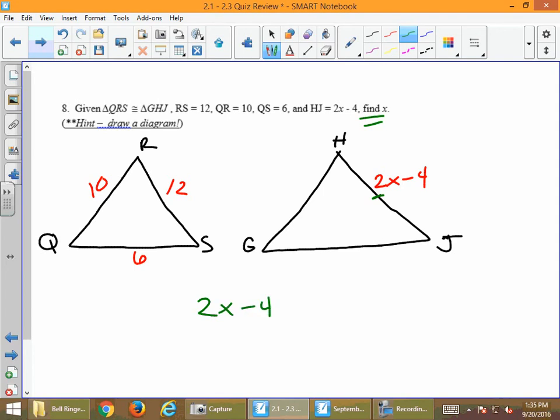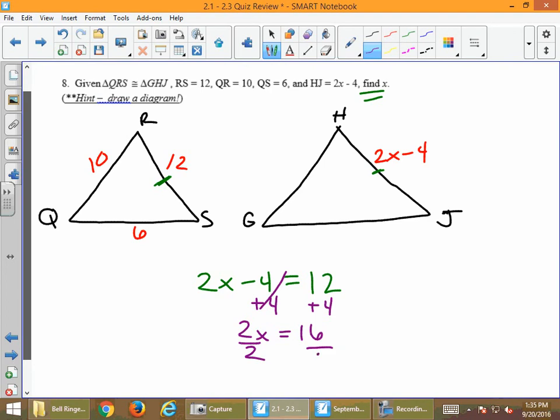Okay, so if we look to find x, we have 2x minus 4. Which side is in the same spot in the other triangle? Well, if they're congruent, what can we do with 2x minus 4 and 12? Let them equal each other. Because those sides are the same, you set them equal and solve. When we solve, what do we have to do with the 4? And we get 2x is equal to 16. And then what do we have to do with the 2? So x equals 8. All done. Do you need to find anything else?